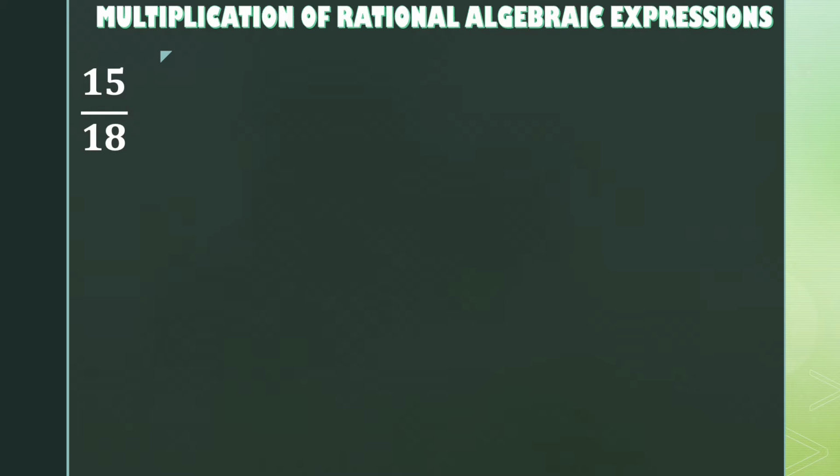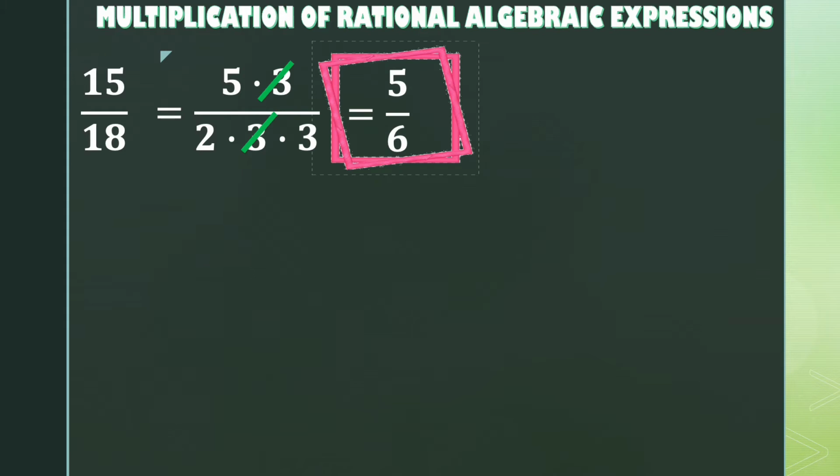So we have 15 over 18. So una, i-factor out muna natin yung numerator and denominator natin. For numerator, we have 5 times 3. In our denominator, we have 2 times 3 times 3, that is 18. Then, cancel out natin yung 3. So, we have 5. Then, the product of the denominators, 2 times 3, that is 6. So, therefore, ang final answer natin is 5 over 6.